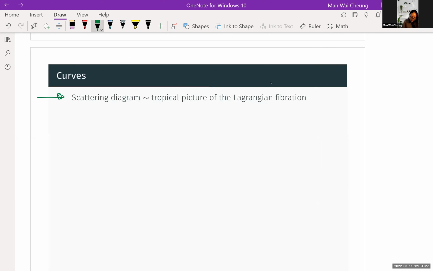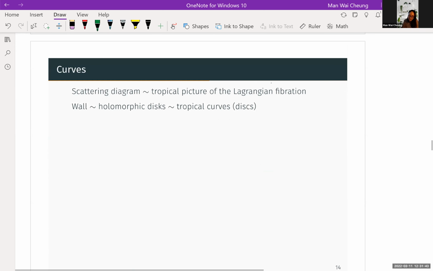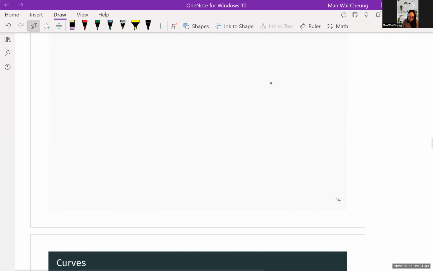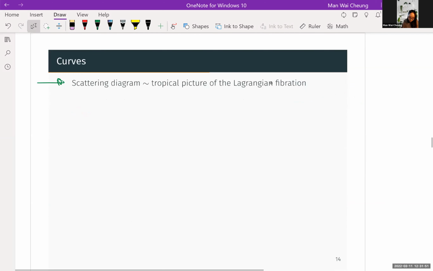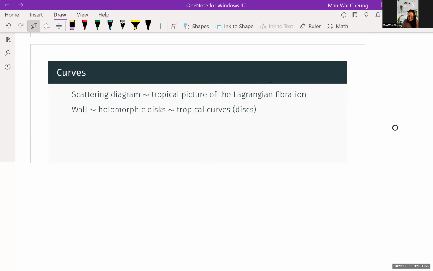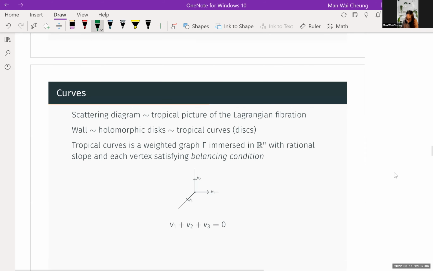we keep on talking about scattering diagrams. It seems to be very combinatorial, but actually, one can see the scattering diagram as the tropical picture of the Lagrangian fibration. And the reason why scattering diagrams dictate so much geometry is that the walls are actually, one can imagine, the tropicalization of holomorphic disks, which can be seen as a tropical curve or tropical disk. I'm sorry, I don't know why my computer keeps on looping.